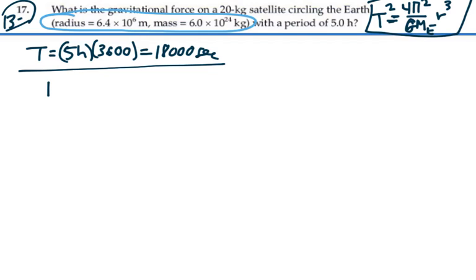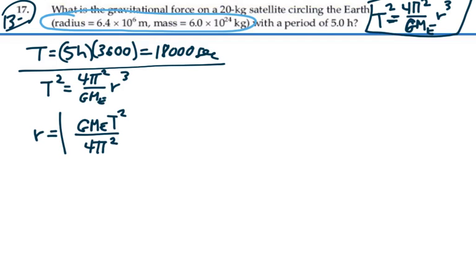Now, since Kepler's third law looks like this, period squared equals 4 pi squared over G times the mass of the central body, in this case the Earth, times radius cubed, we can reverse engineer this to find the radius of the orbit. So multiply both sides by GM, divide by 4 pi squared, take the cube root, and so the radius is going to equal G times the mass of the Earth times the period squared divided by 4 pi squared, all of this to the cube root.